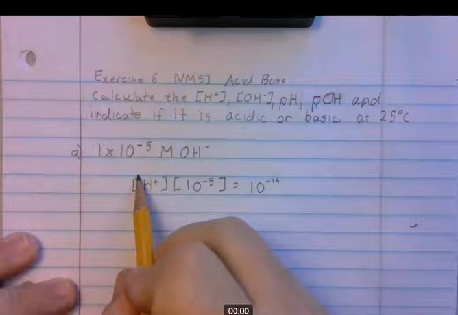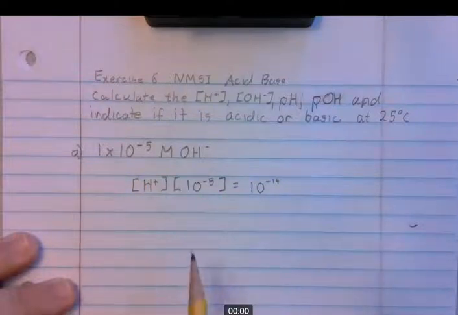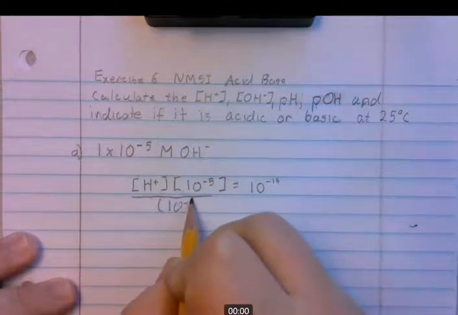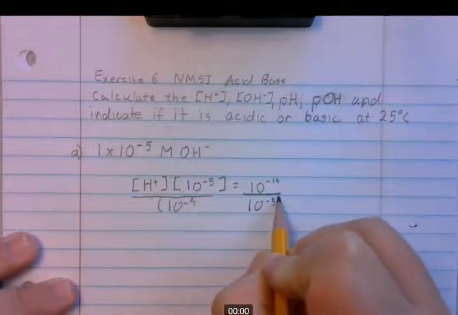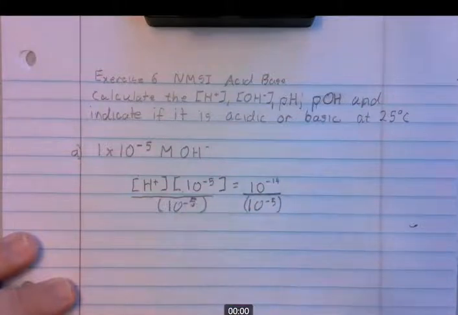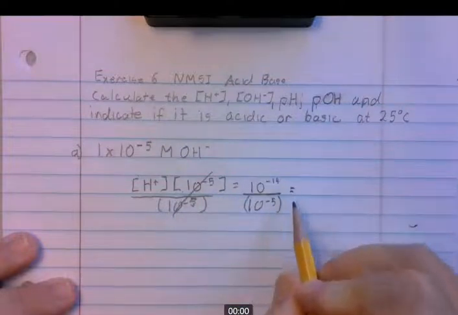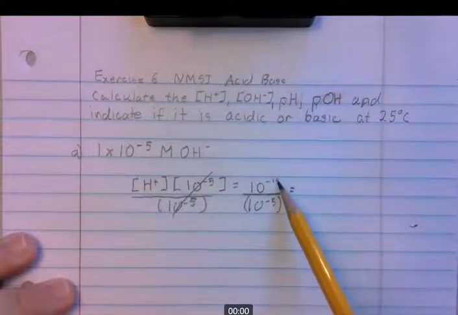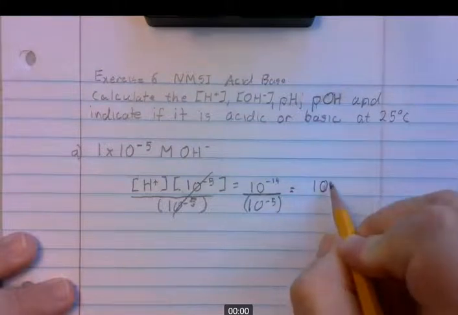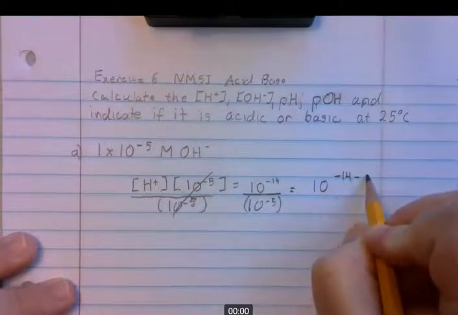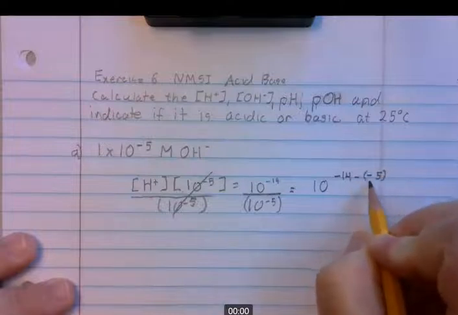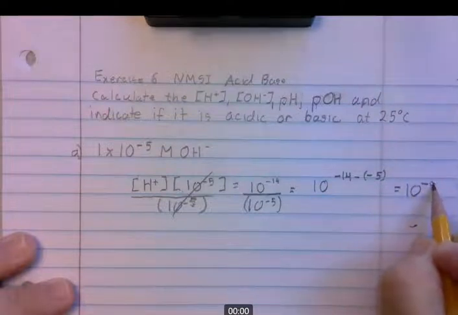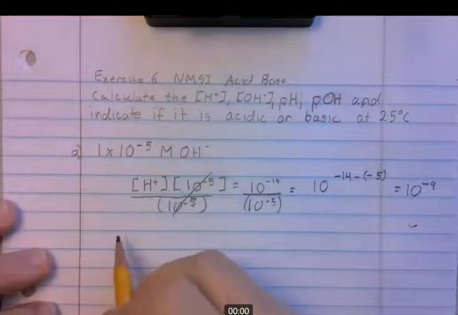Okay, and again, once you get into a math equation, you should be using parentheses on the calculator. So I'm going to go ahead and divide both sides by 10 to the negative 5th. Okay, and this cancels out. And so what we have here, you've got to be kind of adept at your exponents. It's negative 14 minus negative 5. So it's going to be 10 raised to the negative 14 minus negative 5. Double negative there, which becomes negative 14 plus 5. So the answer there is going to be 10 to the minus 9. Okay, and so that is the H plus concentration.